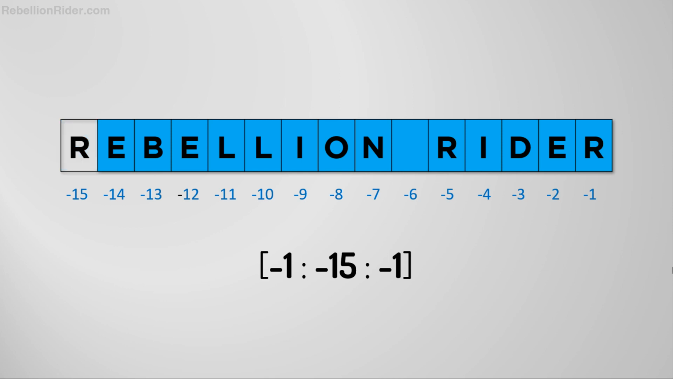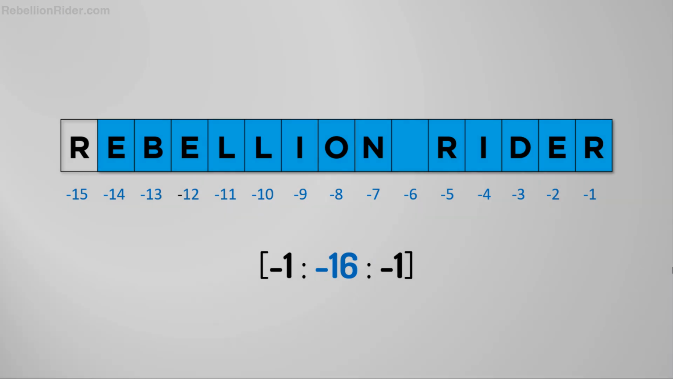But you want your entire string, including the first character R of the word rebellion. So you ask, hey Manish from rebellionrider.com, how are we going to do that? And I say, the solution is very easy. You simply have to increment your end index by 1. So instead of putting -15, just go ahead and specify -16 and check your output.